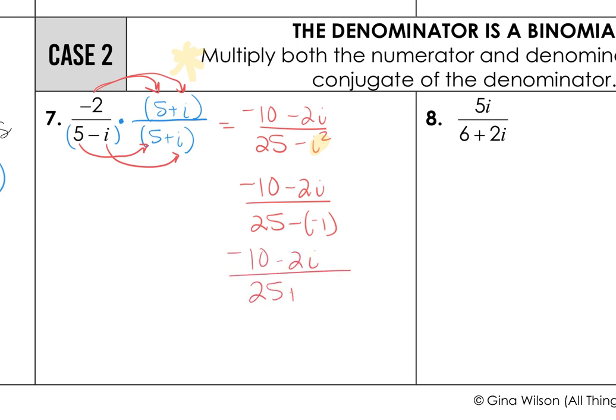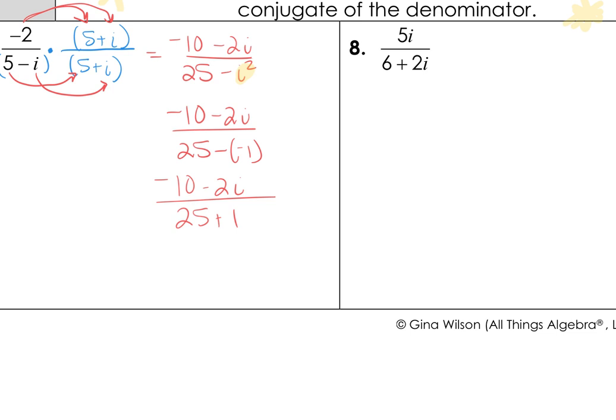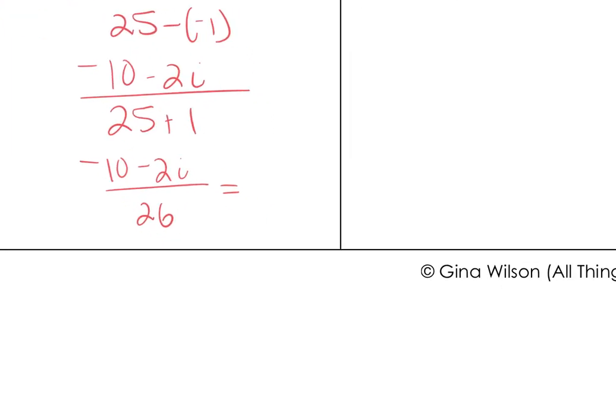That becomes 25 plus 1. 25 plus 1 is going to be 26. Let's get this in standard form. Let's switch the real and the imaginary. So I'm going to put my, or sorry, it actually already is. All right, sorry. So now we're just going to simplify.